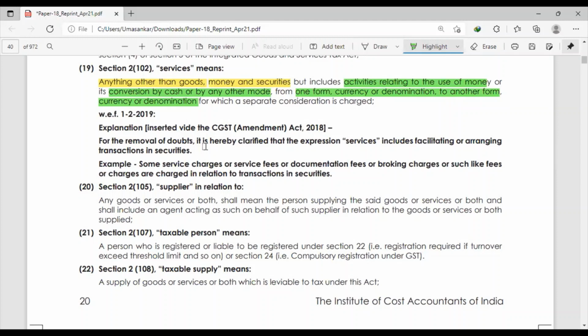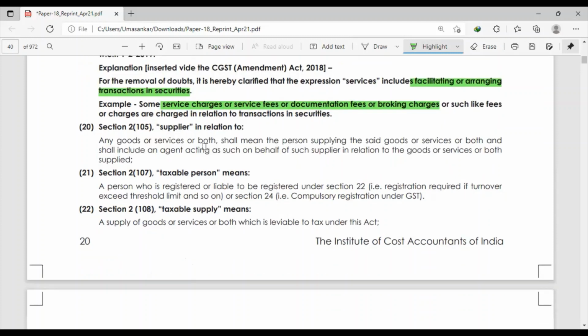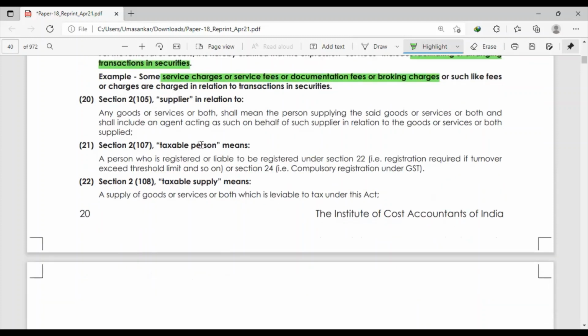And if you go into the explanation for removal of doubt, it says that facilitating or arranging a transaction in securities, if we are giving any services which facilitate or arrange some transaction in securities, then it will be considered as services. But normal securities or derivatives will not be considered as services. See here, it is written, for example, service charges or service fee or documentation fee or broking charges. These are fees or charges in relation to the transaction, so this will be considered as a service. And these are the normal definitions, so I don't need to explain this.